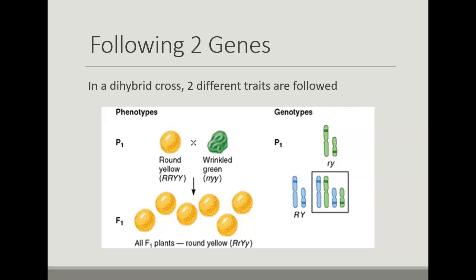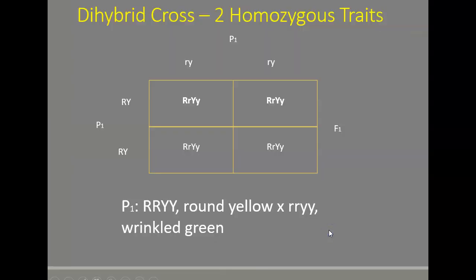Okay, we can also do this for 2 genes. In this case, let's look at seeds. We have round yellow seeds, where being yellow and being round are the dominant traits, and we can cross that with a wrinkled green seed, which has the recessive traits. If we're doing crosses that are true bred, it's easy to follow because we can just follow the dominant trait, and we know that all of the offspring will be heterozygous for both traits. So that's fairly straightforward. And we can again do this with a Punnett square.